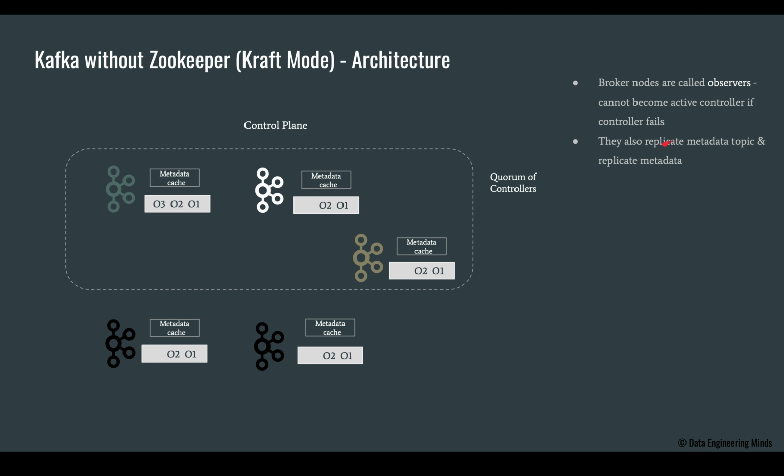That is, even though the broker nodes replicate the metadata, they can never become an active controller if the current active controller fails. This is because the broker nodes are configured to act only as brokers, and hence they are never part of the quorum of controllers. Only the controller nodes that are part of the quorum of controllers can become an active controller if the current active controller fails. Hence, the broker nodes only replicate the metadata topic, but they don't manage the metadata topic. When I say manage the metadata topic, this means writing into this metadata topic.